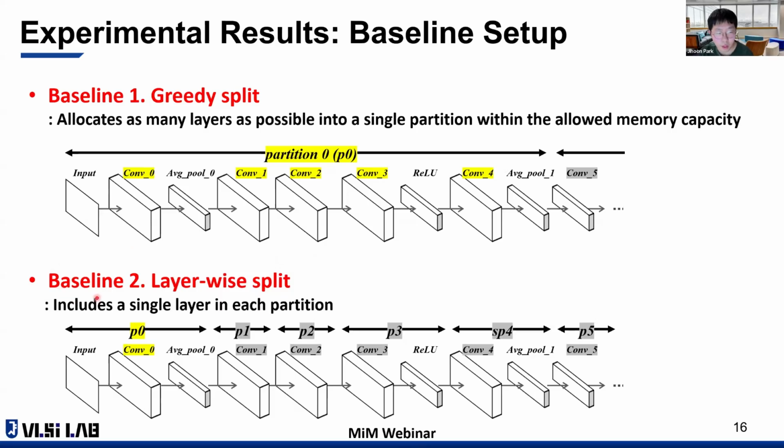The baseline 2 is layer-wise splitting, which is very similar to what I call layer-by-layer execution in the MPUs. So we include a single layer in each partition, and we do the weight replication to accelerate each stage as much as possible.